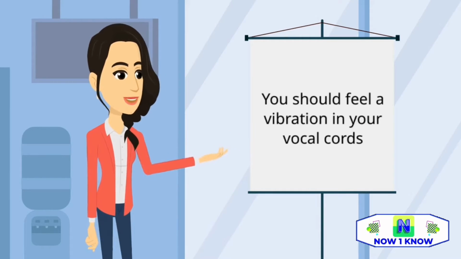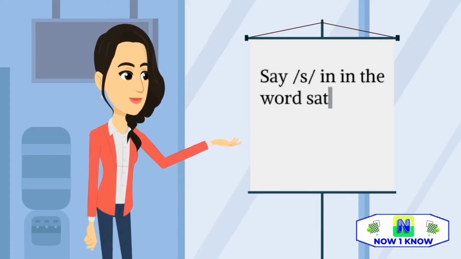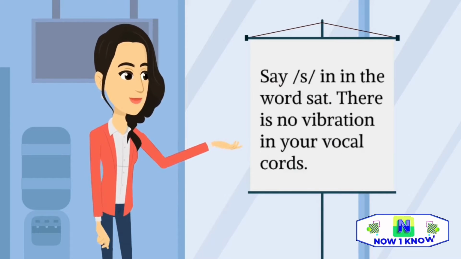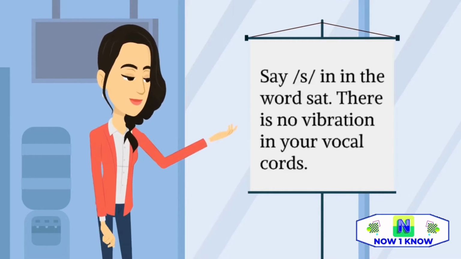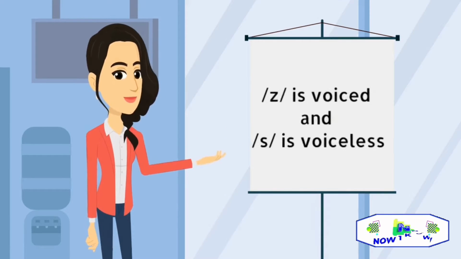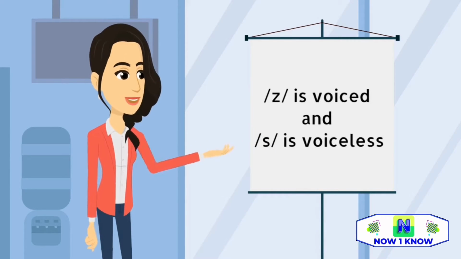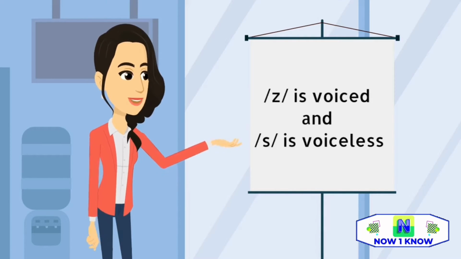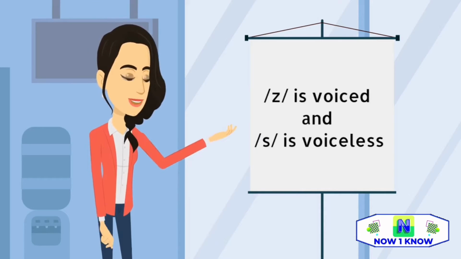Now, let's try this with the s sound, as in the word sat. Say s. Now, let's prolong it. S. This time, there was no vibration in your vocal cords. That's all there is to it. The tongue and lip positions of the z and the s are identical. The only difference between them is vibration or no vibration.